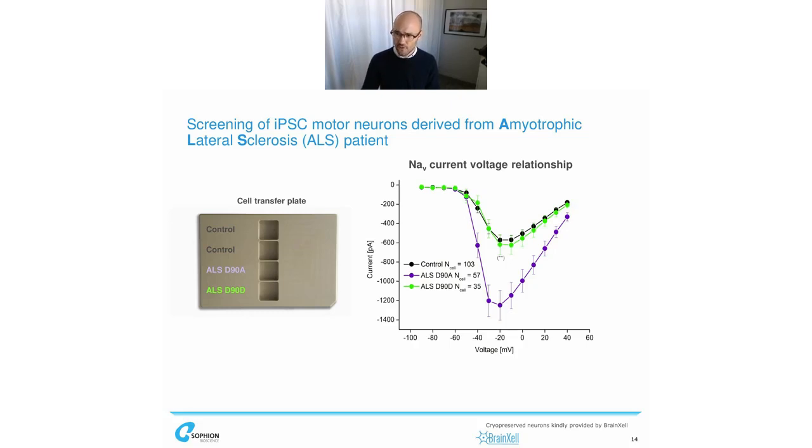So first, following the black line for the control cells, we were quite surprised about how drastic the increase in that current amplitude is in these ALS patient-derived cells. And then the isogenic control really reduced it back to the original levels, as shown in the control level. So that was quite a nice result.